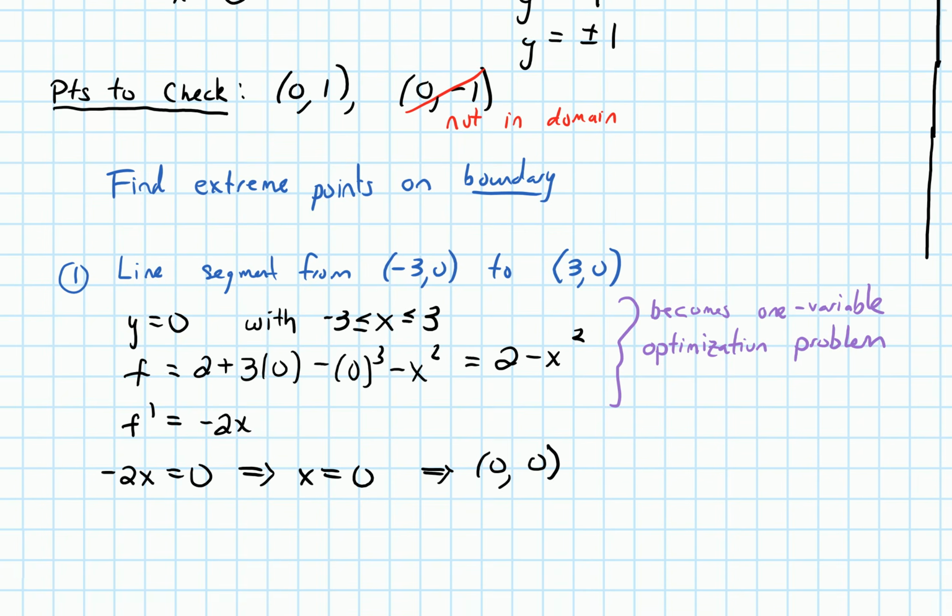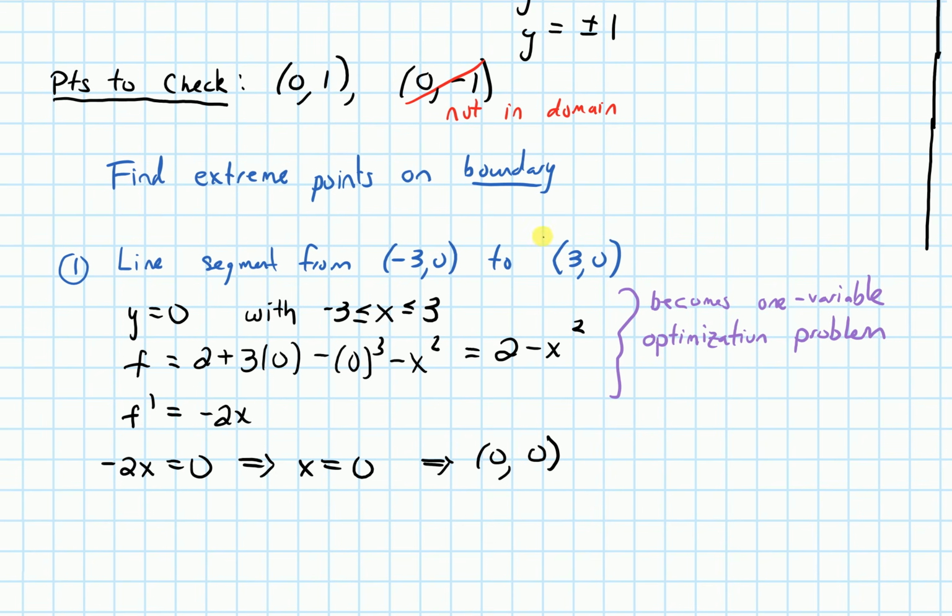Okay, so we have our critical point on this portion of the boundary. So now we have some more points to check. One point that I need to check is 0, 0.